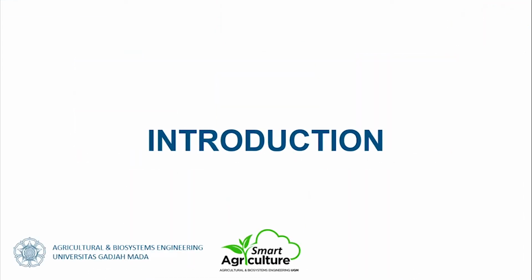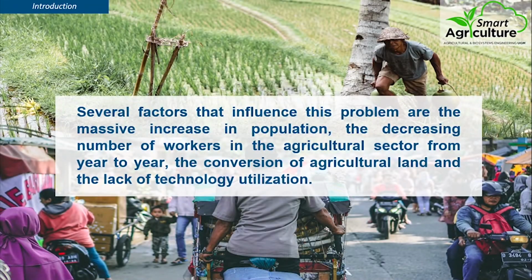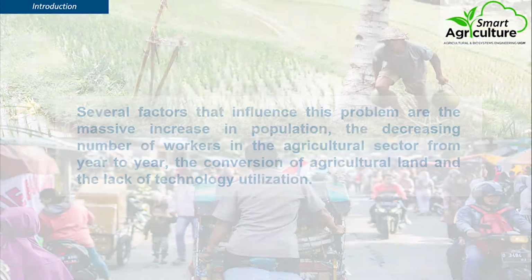Okay, first let's talk about the introduction. Indonesia is a country with 1/8 of its land area used as agricultural land, and 38.2 million people work in the agricultural sector. But production of agricultural products in Indonesia is still not optimal. Several factors that influence this problem are the massive increase in population, the decreasing number of workers in the agricultural sector from year to year, the conversion of agricultural land, and the lack of technology utilization.